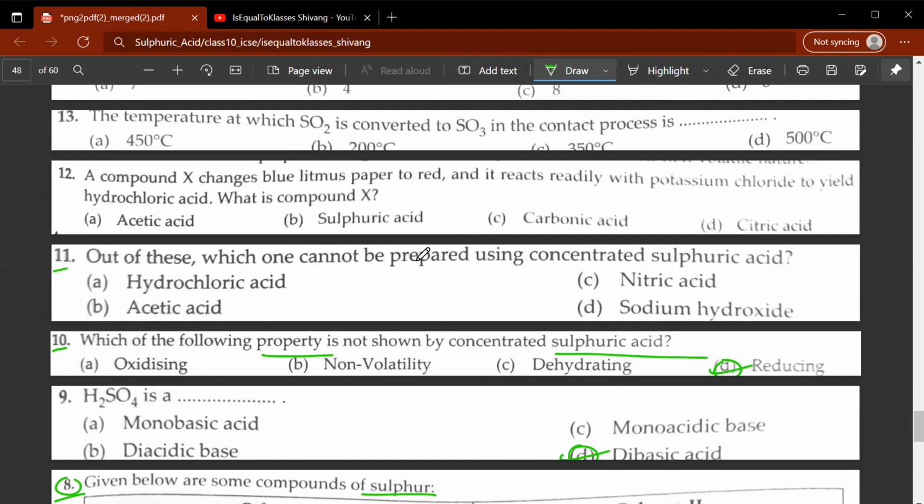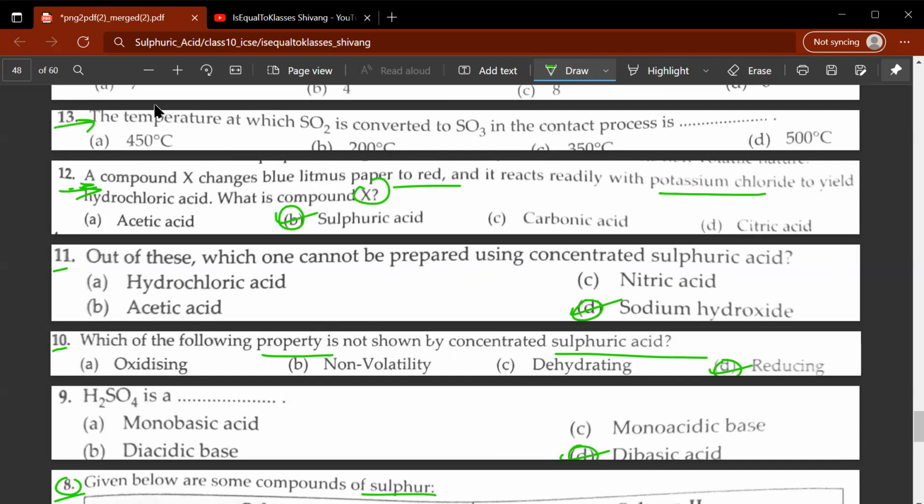11th question, out of these, which one cannot be prepared using concentrated sulfuric acid? So the correct answer would be D, NaOH, sodium hydroxide. 12th question, a compound X changes blue litmus paper to red, and it reacts readily with potassium chloride to yield hydrochloric acid. What is compound X? So if it turns blue litmus paper to red, we're confident that it is an acid. But in the following options, every option is an acid, so we can't really filter out the options. But the correct answer for this would be sulfuric acid.